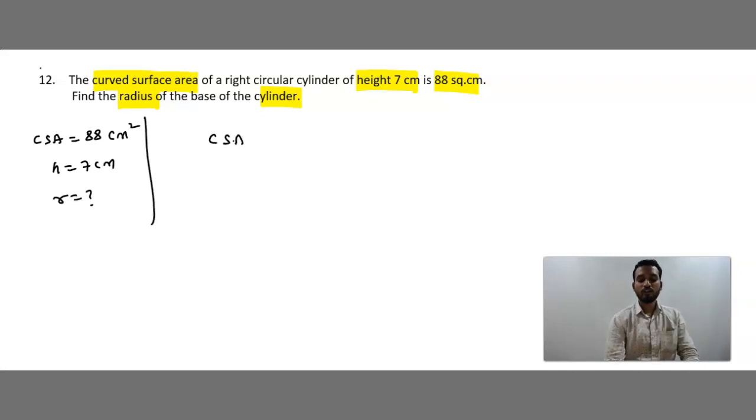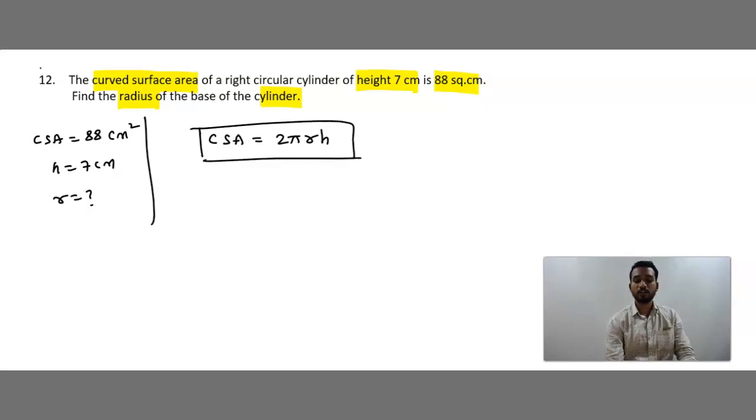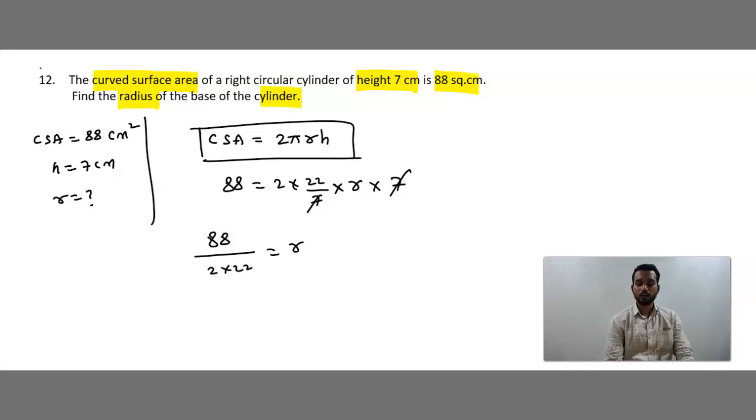So what is the formula to find the curved surface area of a cylinder? That is 2 pi r h. Lateral surface area or curved surface area, both are the same, right? Yes. Curved surface area is 88, equals 2 into 22 by 7. The radius we don't know, so keep it as it is. Height is 7, this 7 cancels. Like 88 divided by 2 into 22 is equal to r.